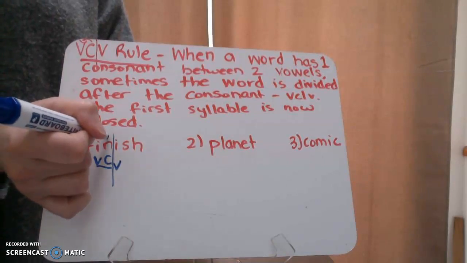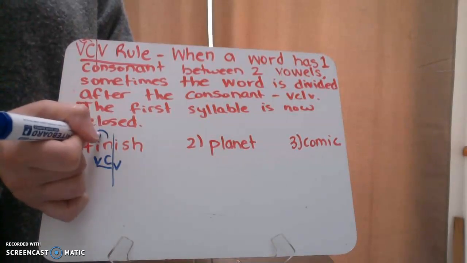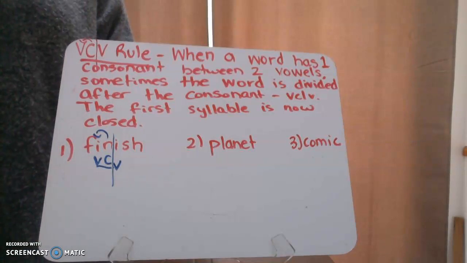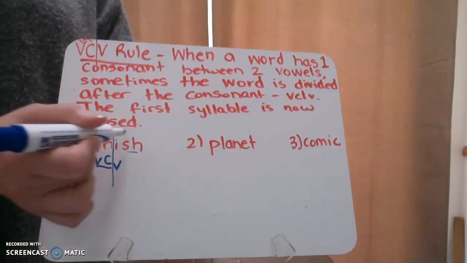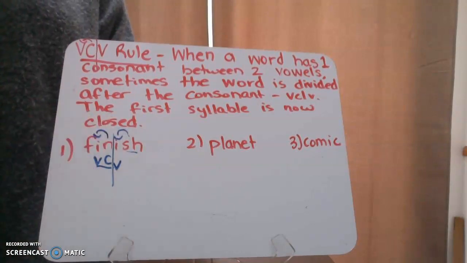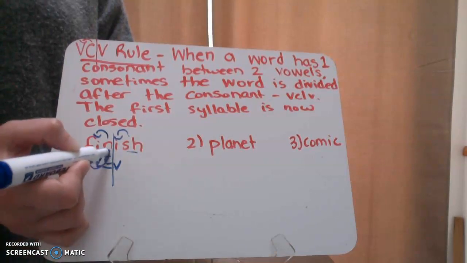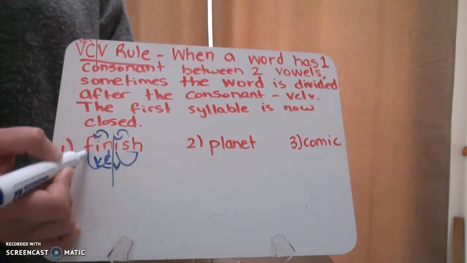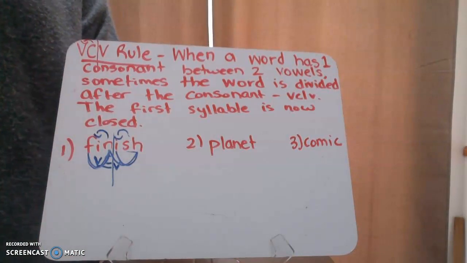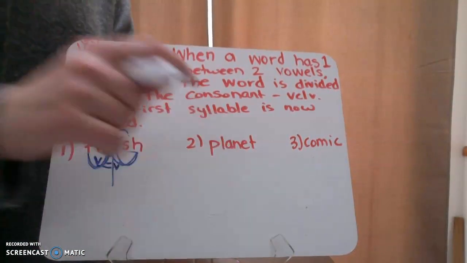When my vowel is closed in, I make a happy face like this. And then I look at here and I see my vowel is closed in again. So I make another happy face. And now I tap and I read my word. I read fin-ish. Finish.